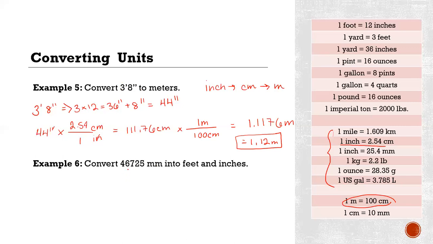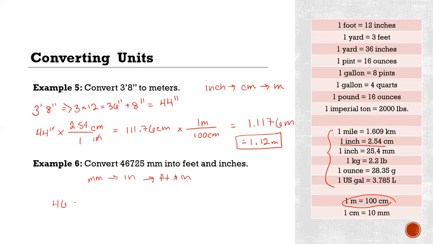The next one, we have 46,725 millimeters, and we want to turn that into feet and inches, because feet and inches is going to be much easier to visualize than 46,725 millimeters. So we need to come up with a plan. First, we'll start with millimeters. If we can get millimeters into inches, then we can go to feet and inches. That's the pathway we want to take.